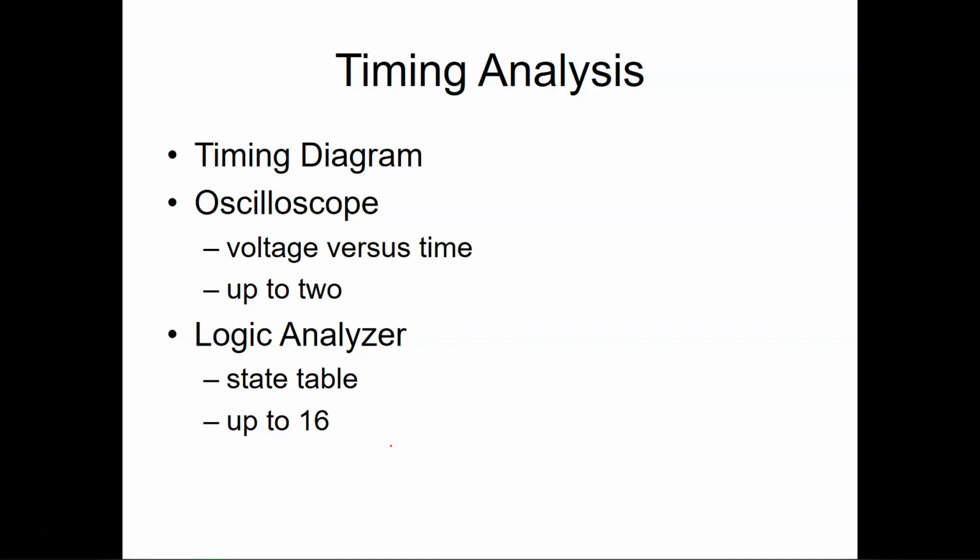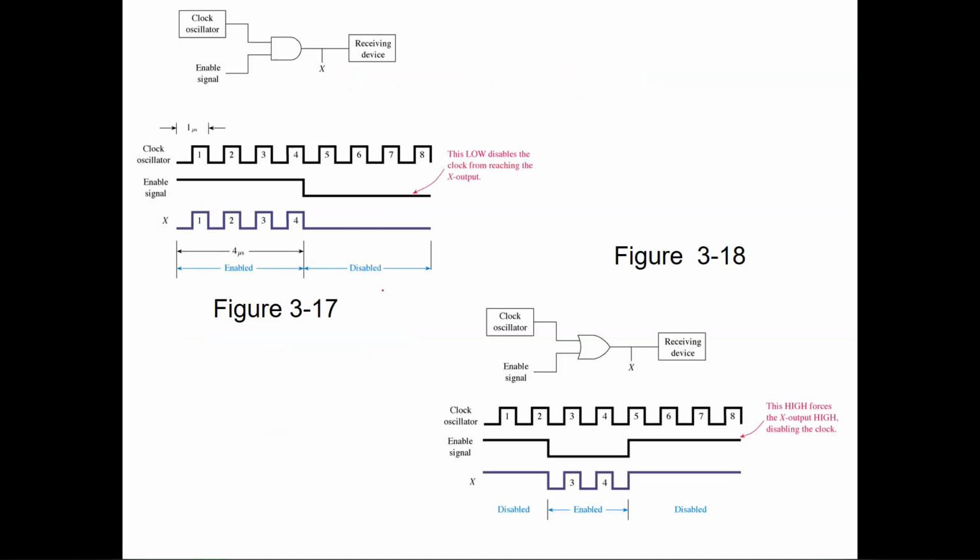Okay, so we can see this by looking at timing diagrams, looking at oscilloscopes to see voltage versus time. We can look at logic analyzers. There's several different ways we can look at this. So looking at an AND gate, and that's what this guy is.